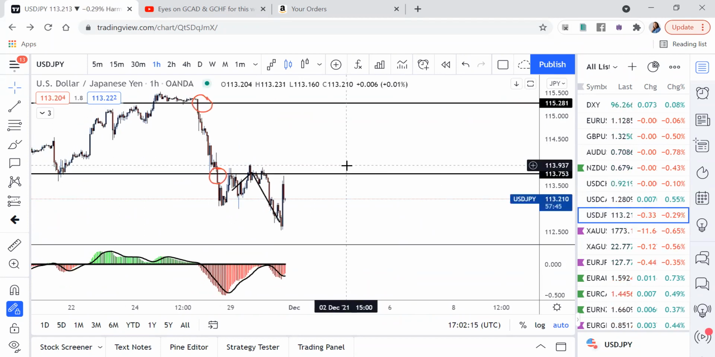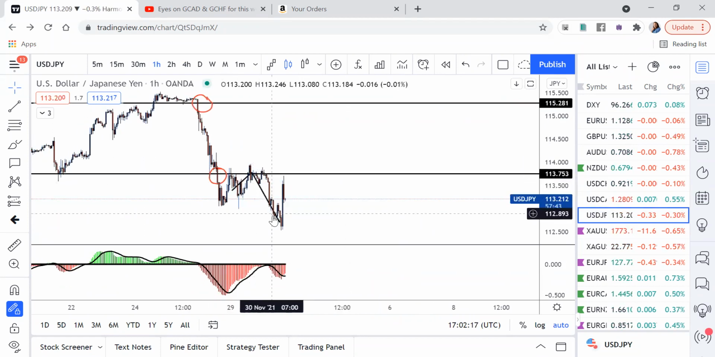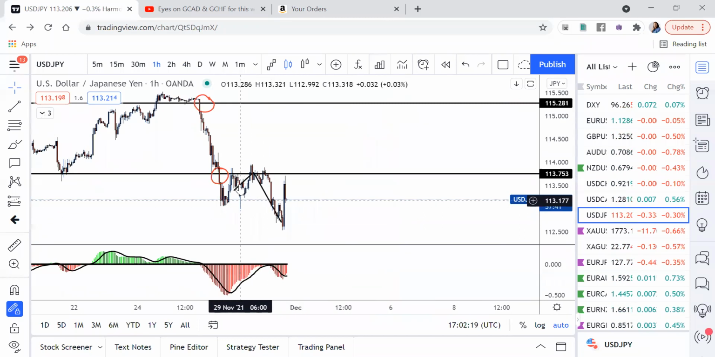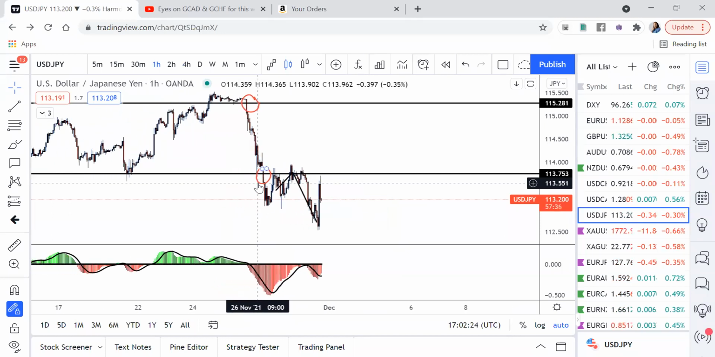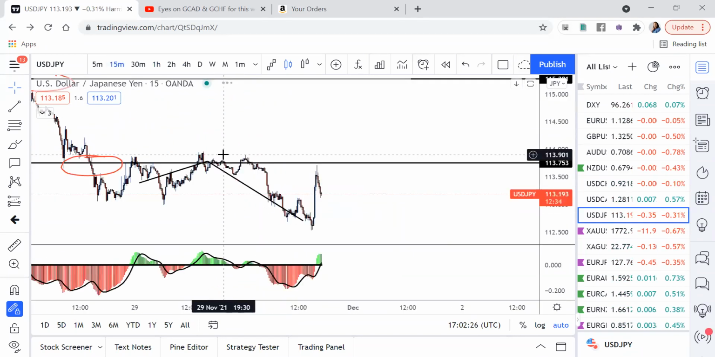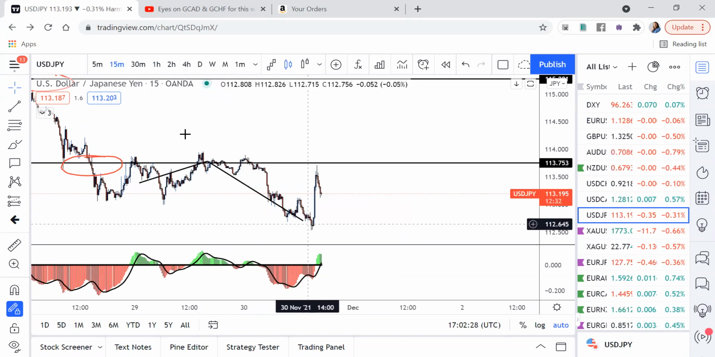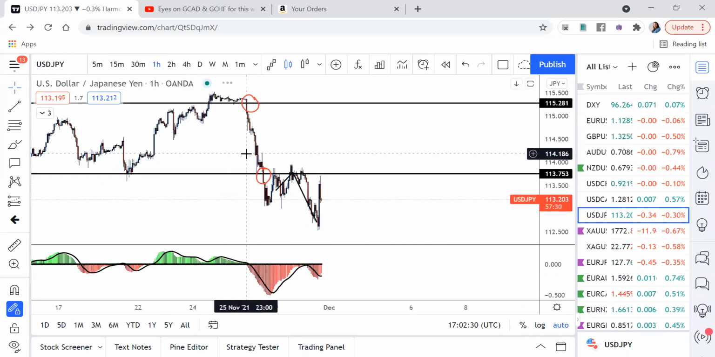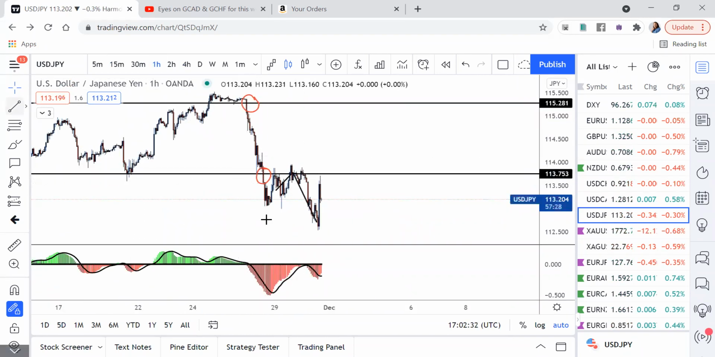USDJPY. We had a small retest here for the sell, as I was setting you guys up for that. And that did happen. Did get that. What am I expecting now with USDJPY?